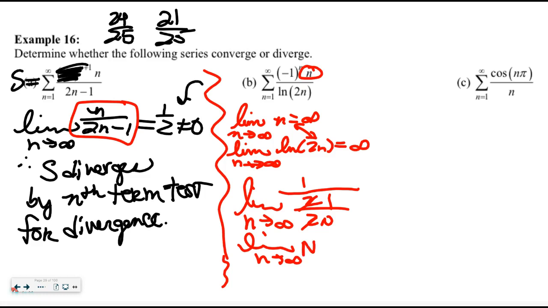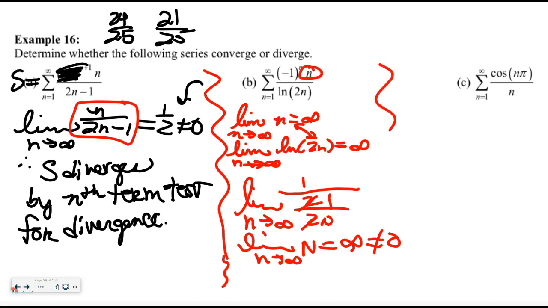Now I'm 100% convinced that this is actually going to diverge, correct? And that doesn't equal 0, so neither one of these first two did I reference the AST, right? I'm trying to use it and it's failing me, right? So what would I conclude with this one? Therefore, S diverges by nth term test for divergence. Perfect. Now watch the next one.